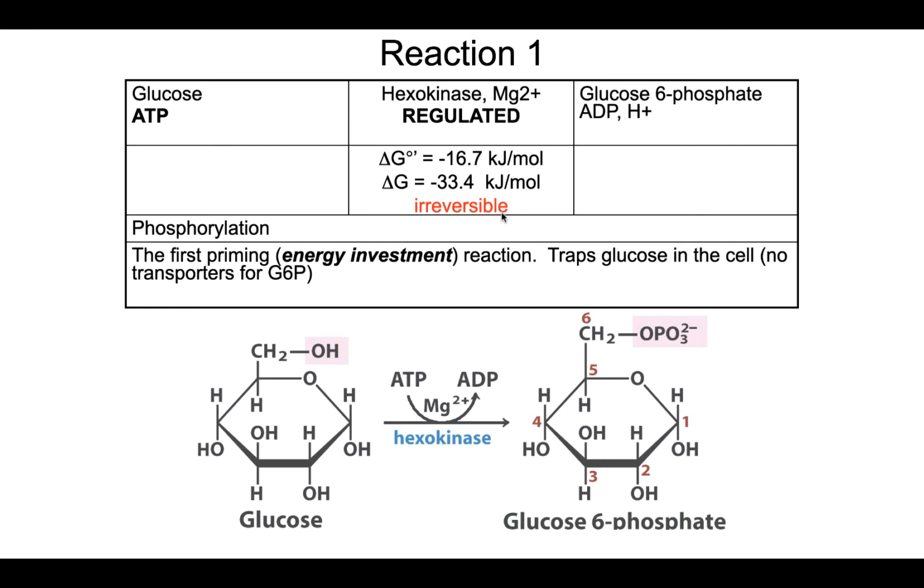And again, the consequences of this are twofold. Number 1, it means that under cellular conditions, we cannot use hexokinase to turn glucose 6-phosphate into glucose. And number 2, the other consequence that we will get into in a lot more detail is that because this is an irreversible reaction under cellular conditions, hexokinase is a regulated enzyme. It is an enzyme that is allosteric that will allow us to turn it on and turn it off within the cell.